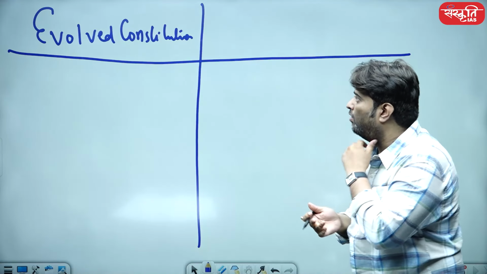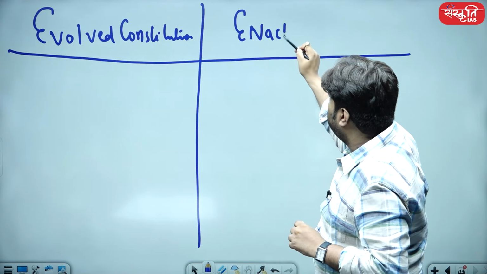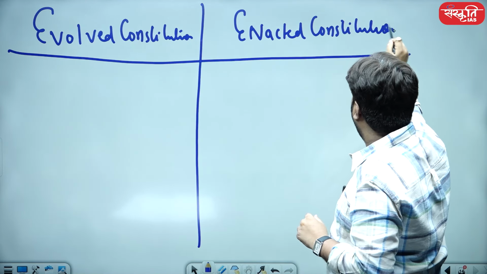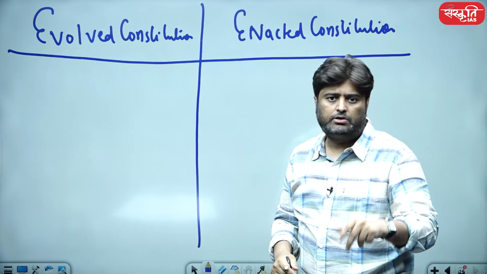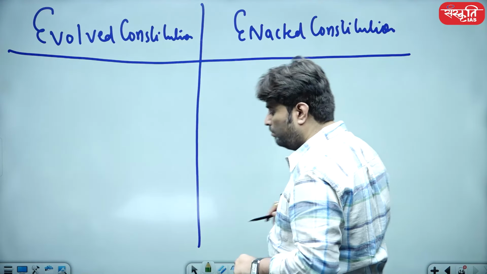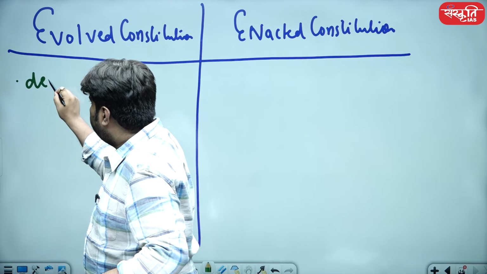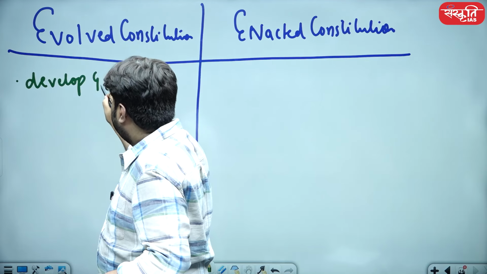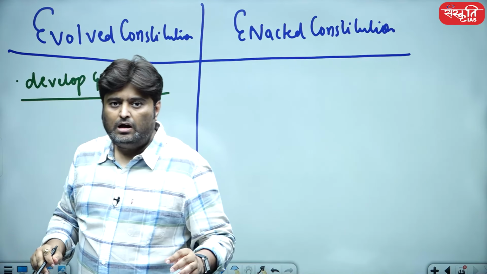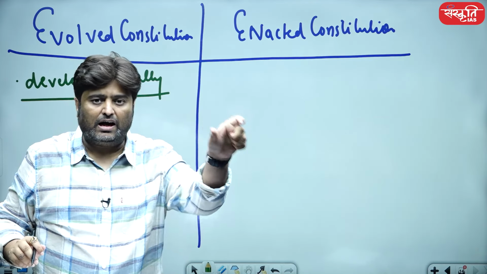So you have the evolved constitution, and other than that you have the enacted constitution. So these are the two types of constitution. So what is evolved constitution? Evolved constitution means developed gradually, stage by stage. Although, to be very honest, every constitution developed gradually, but there has to be certain time period where they have worked effectively for the finalization of it.